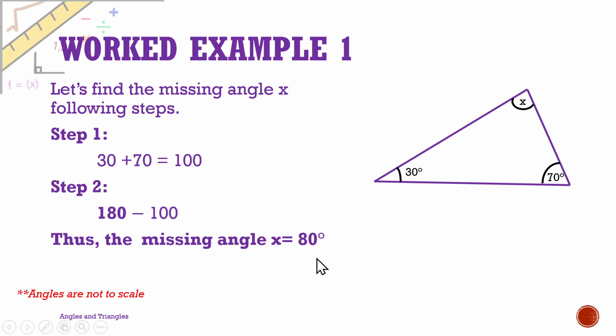To recheck your answer, you can always go and sum up the three angles of the triangle. So what's the sum of all three angles in a triangle? Correct, that's 180 degrees. So to recheck your answer, you can sum up 30 plus 70 plus 80. That gives you 180 degrees. This indicates that you have found an accurate missing angle.